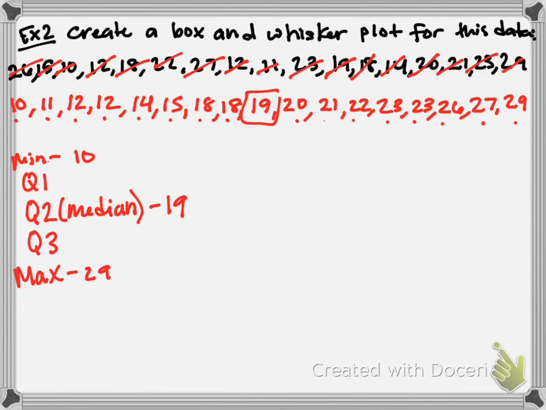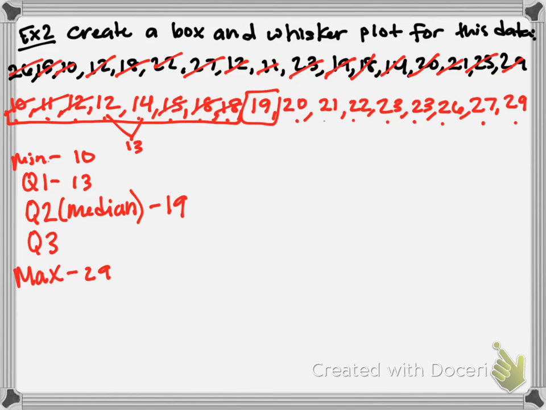Now I need to find my lower median. So I'm only going to use these numbers. Cross off low, high, low, high, low, high. Uh-oh, I have 2 numbers left. So this is where I find the average of these numbers. What number is right between 12 and 14? Well, that would be 13. So quartile 1 would be 13.